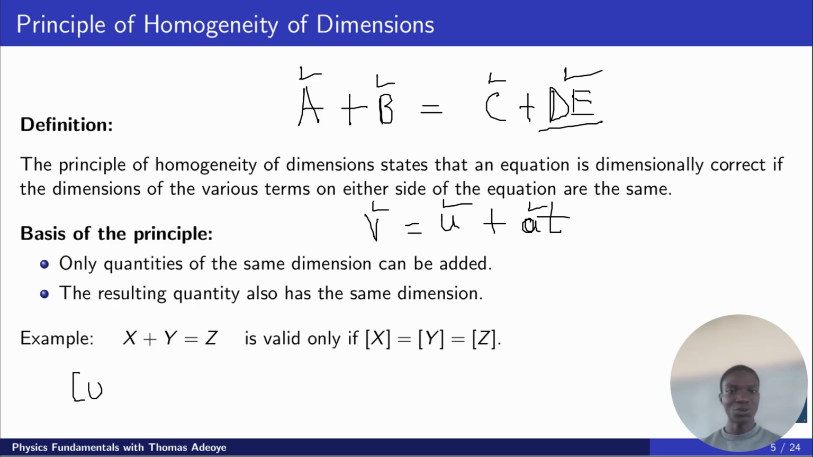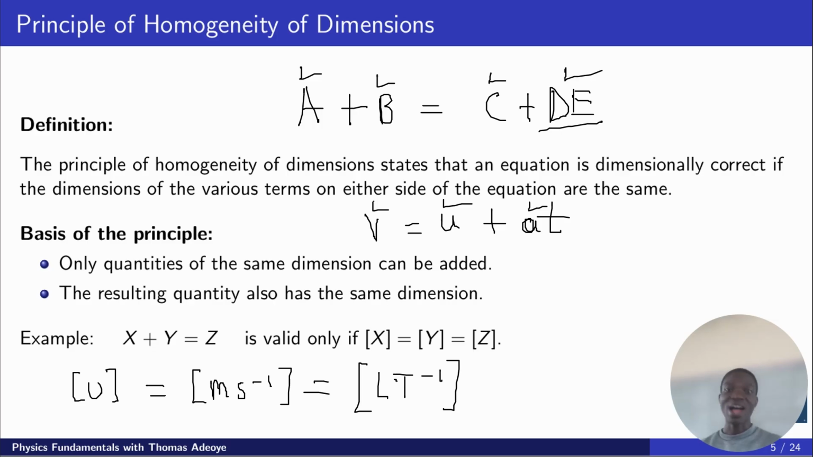The dimension of U. U is meters per second. This is a unit, rather, okay? And we can say that the dimension for meter is L, raised to the power minus 1. And you should agree with me that for V, we have the same thing. U is just initial velocity. This is just final velocity. It's still velocity.